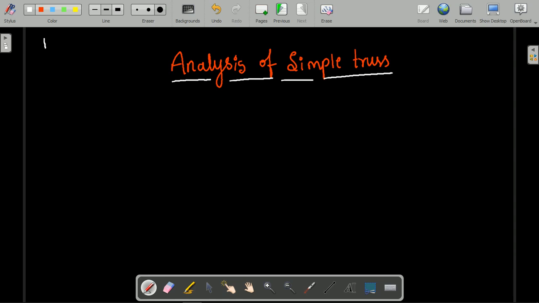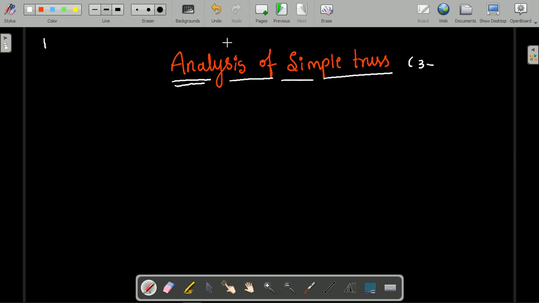In today's class, let me start with a new chapter, that is analysis of simple trusses. It comes in the third module only. The second part in the third module is related to the trusses. Today, let me discuss what we mean by trusses, where we can see the trusses, and what is the necessity of analyzing these trusses.